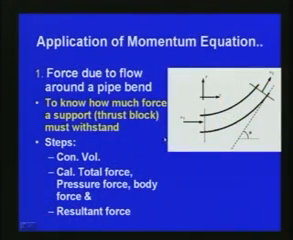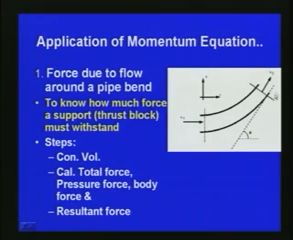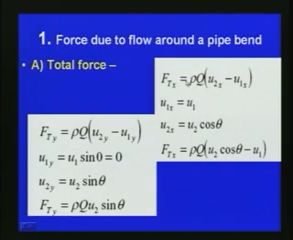So, the first step is to consider the control volume. Here we consider the control volume, that means the section between 1 and 2. There is an angle theta here, and at section 1 the velocity is u1 and at section 2 the velocity is u2, with the x axis in this direction and the y axis in this direction. So, the total force with respect to sections 1 and 2.